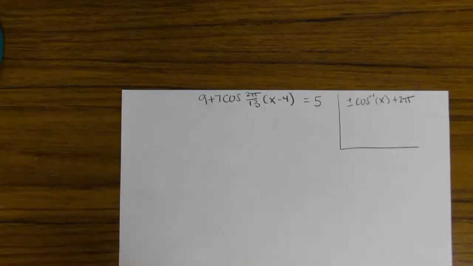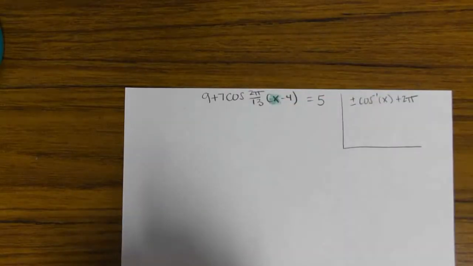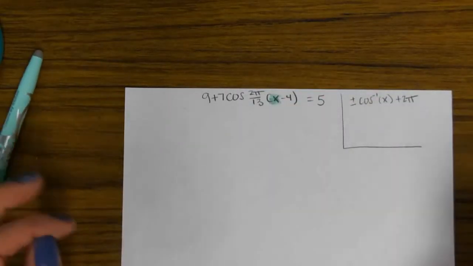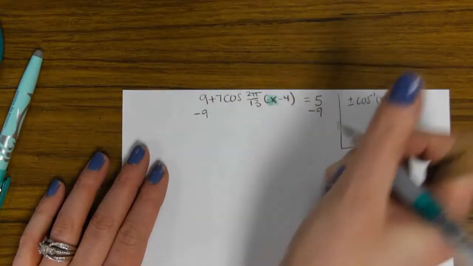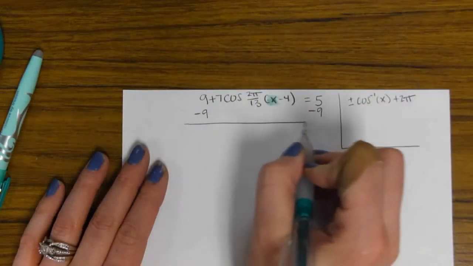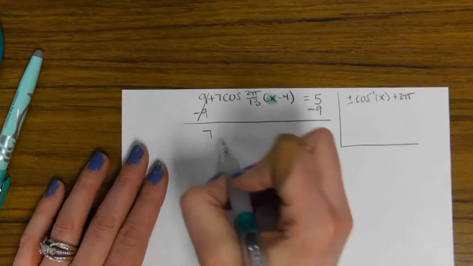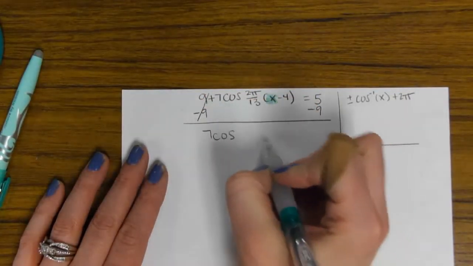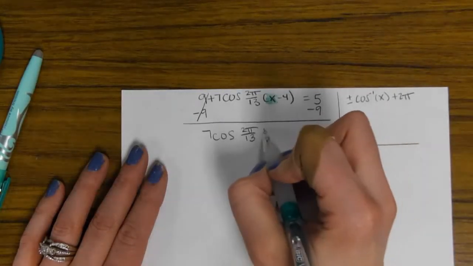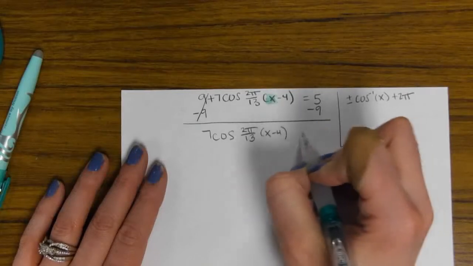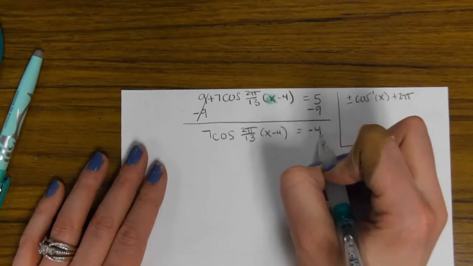So we are isolating our x value. That's what we're doing. And so the first few steps are just normal algebra. We're going to subtract 9 from both sides. And keep your work nice and organized. So that cancels out, and we have 7 cosine of 2 pi over 13, and that was just our equation that we had already built, equals 5 minus 9 is -4.